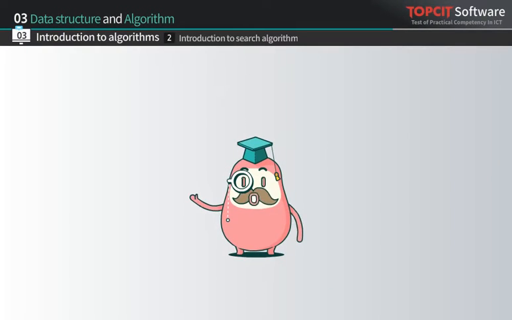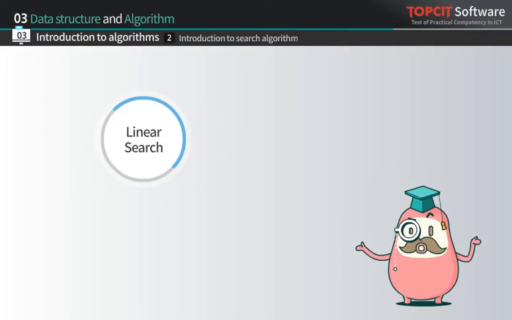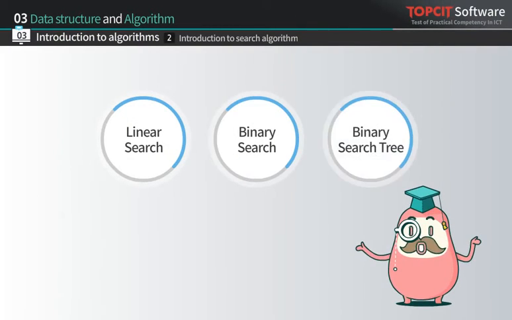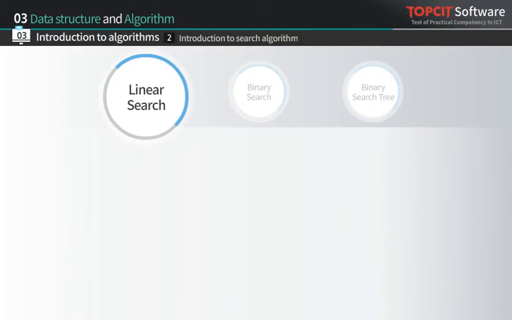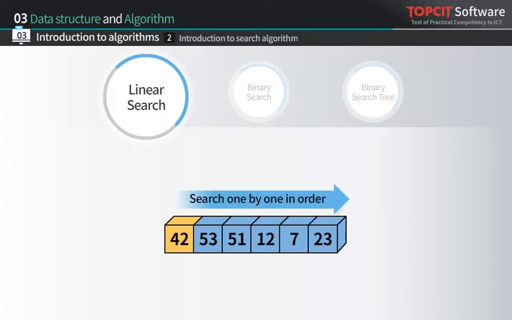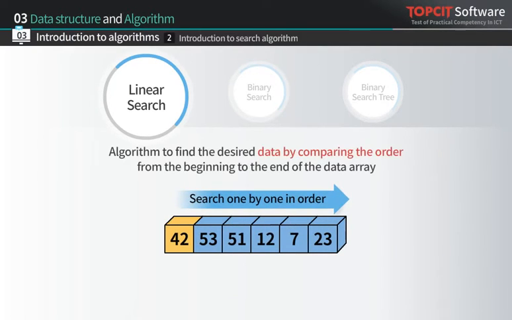Now let's take a look at the search algorithm. The typical search algorithms are sequential search and binary search tree. First, the sequential search is the algorithm to find the desired data by comparing in order from the beginning to the end of the data array.